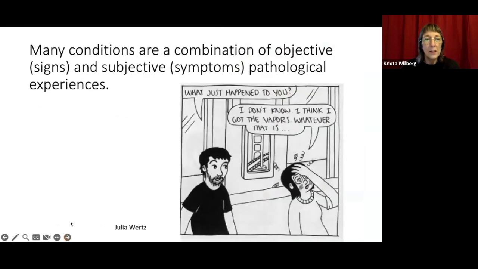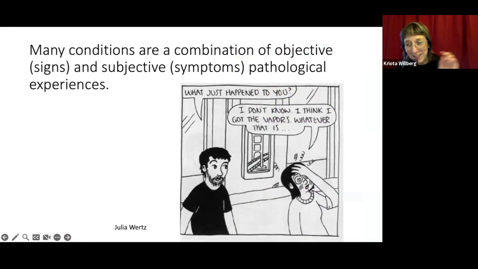Okay, and then here is a panel by Julia Wirtz from The Infinite Weight. Many conditions are combinations of objective signs and subjective symptoms of people's pathological experiences. So in this panel, Julia's brother is asking what happened. I'm not going to tell you what she has because I don't want to give it away.